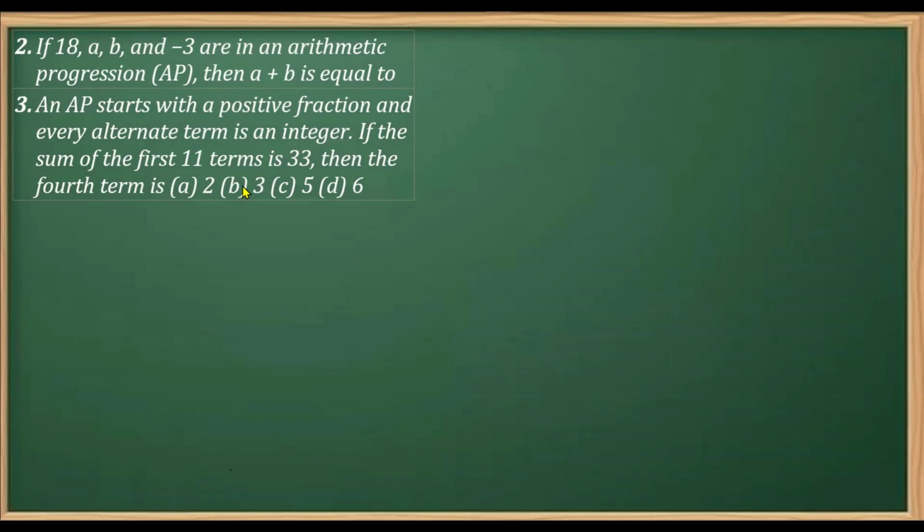This is 18. The second term is a, the third term is b, and the fourth term is minus 3. And how do we write an AP? In general, if I write capital A, because I'm avoiding small a, as small a is already there, the second term is A plus D, the third term is A plus 2D, and the fourth term is A plus 3D. That's the way you write an AP.